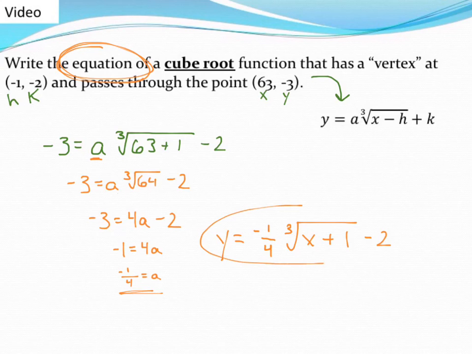And like we said in the last video, a really easy way to check these problems is go ahead and graph that on your graphing calculator. Go to your table and check that the points -1, -2, and 63, -3 are both points in your table.